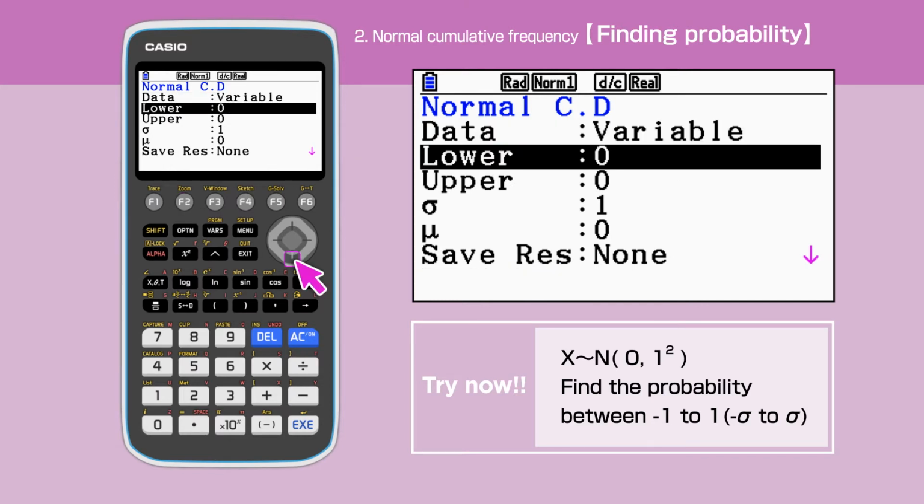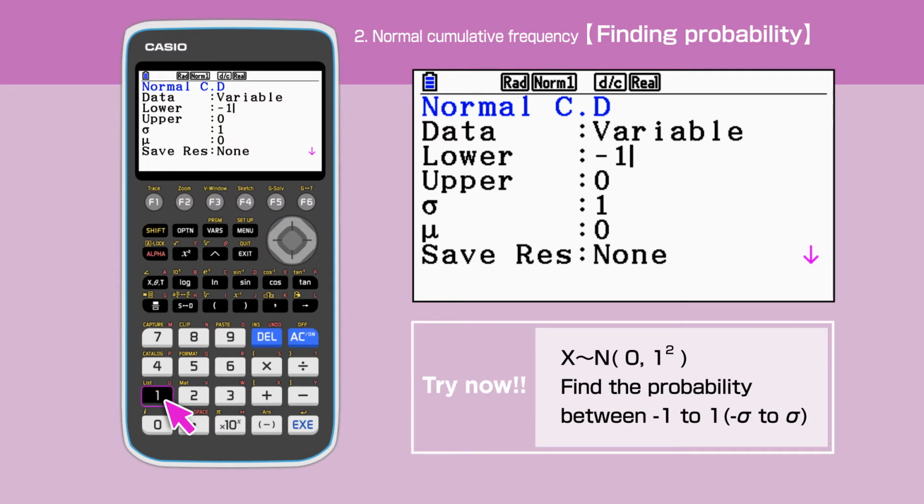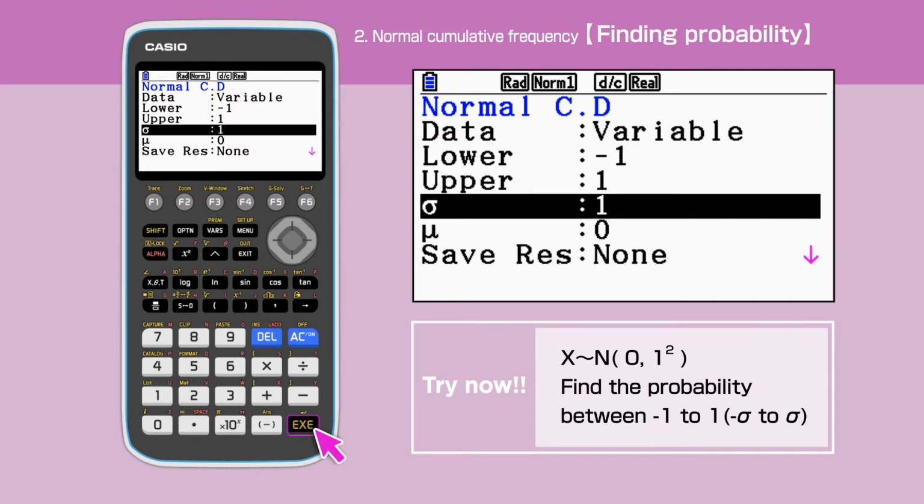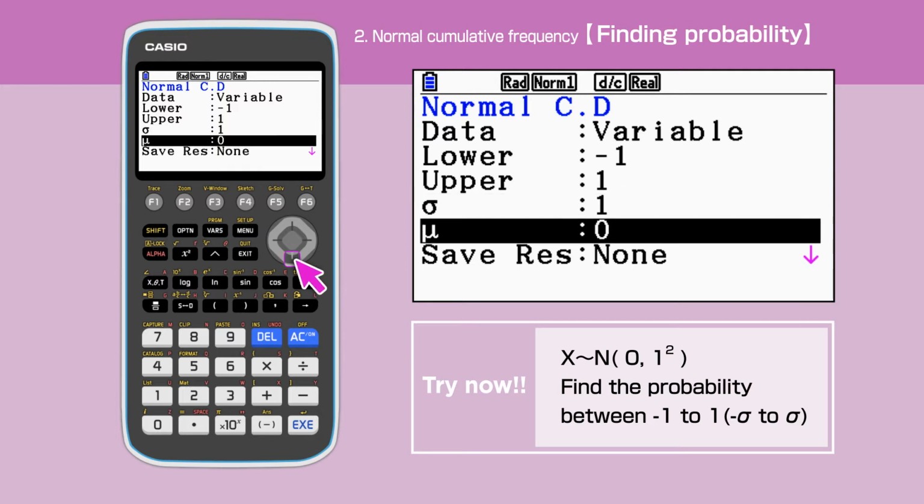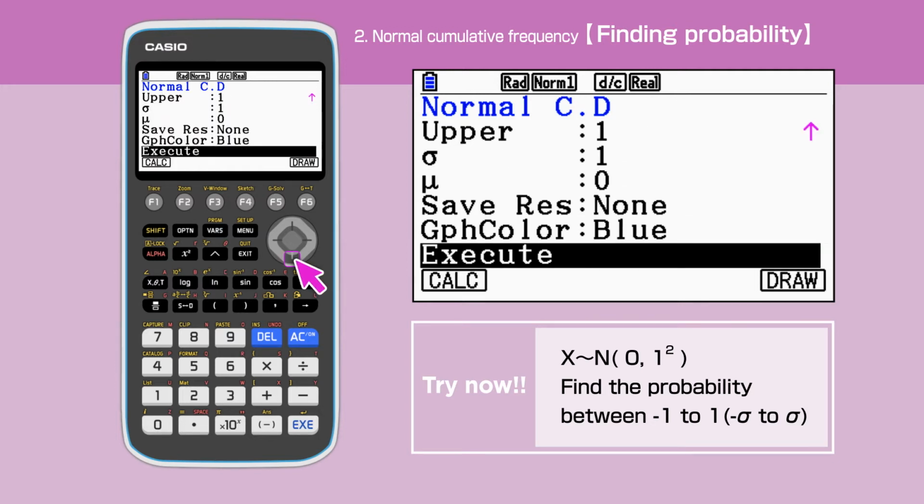Enter -1 for the lower and 1 for the upper boundaries for x. The original setting for the standard deviation and the mean is 1 and 0 respectively for this calculator. We are going to draw the graph and calculate the probability. Scroll down the screen. Highlight the execute and press F6 to draw the graph.